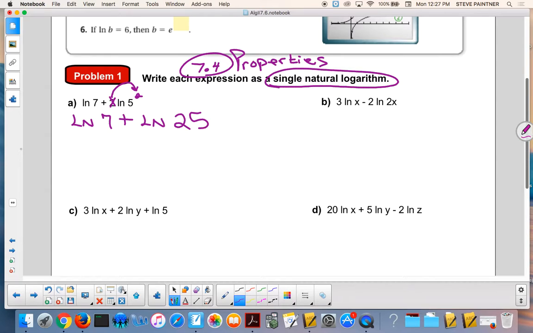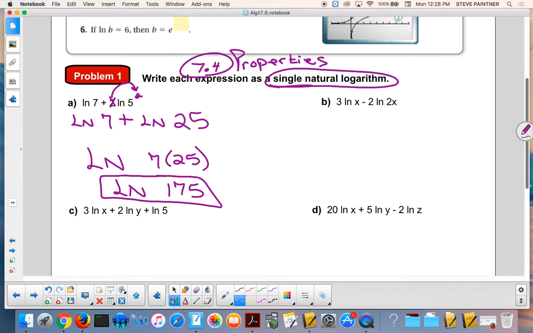Okay. Now, here's the deal. They want 2 natural logarithms to go to 1 single log. How do you make 2 natural logs become just 1 natural log? Multiply. Addition is multiplication. 7 times 25. So the natural log of what? 175.